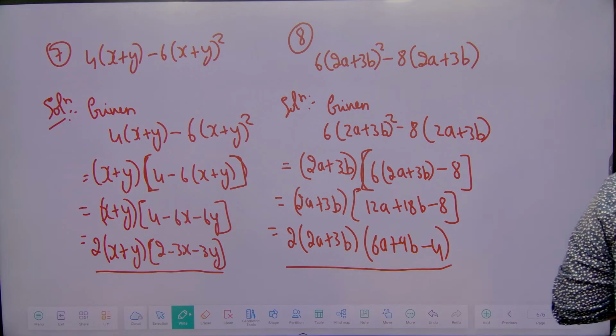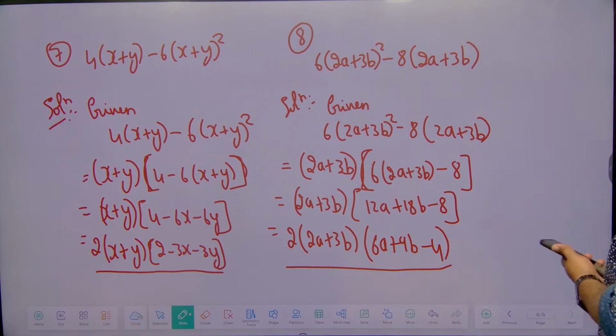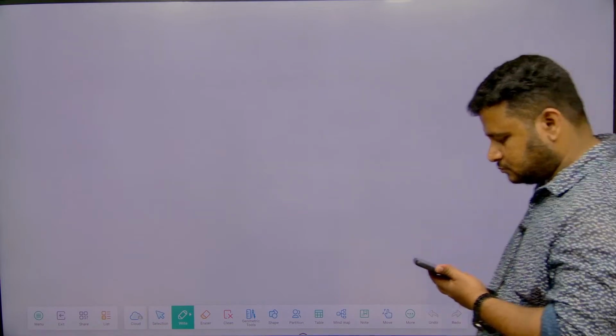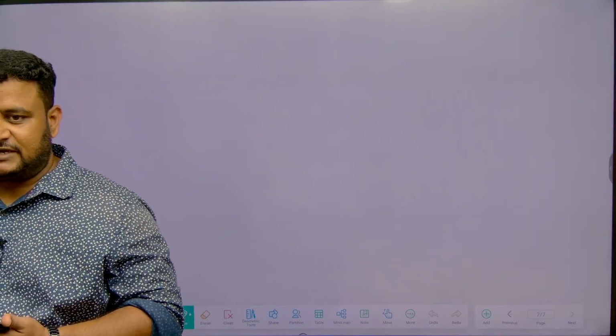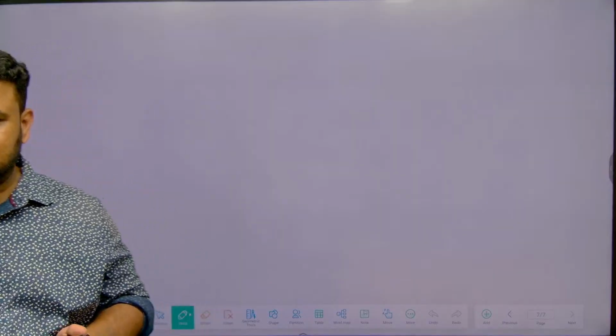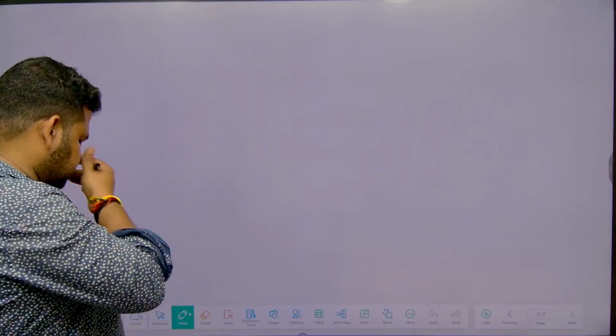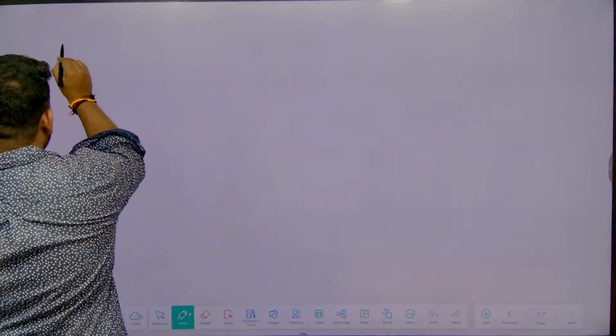Next question. Clear with this? Clear till here? Understood till here? Okay. Next one. But you should write the same steps. Don't write direct answer. Some questions are very easy. You will tend to write direct answer and move to next question. But you have to write the steps. Okay. Next one.